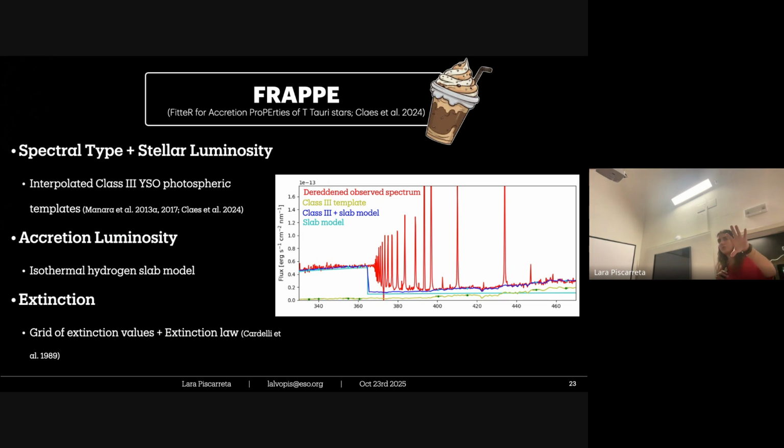So FRAPE tries to check what is the best fitting procedure by de-reddening the observed spectra into a grid of extinctions, and then trying to iterate between different combinations of different templates for the photosphere and different slab models.